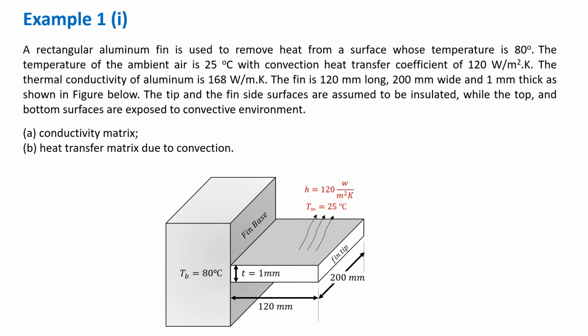So far, we have defined the K matrix as well as the H matrix for the thin fin. Let's have a look at our first example. In this example, a rectangular aluminum fin is used to remove heat from a surface whose temperature is 80 degrees Celsius as shown in this figure. The temperature of the ambient air is 25 degrees Celsius with a convection heat transfer coefficient of 120 watt per meter square Kelvin. The thermal conductivity of aluminium is 168 watt per meter Kelvin.